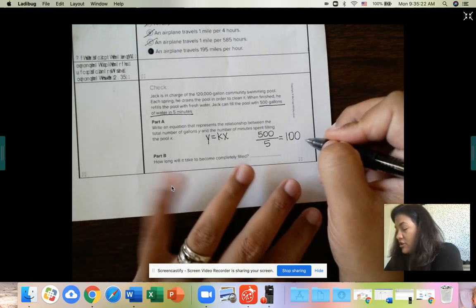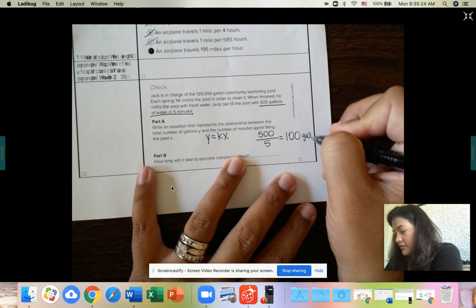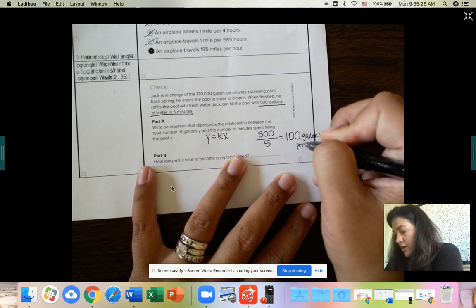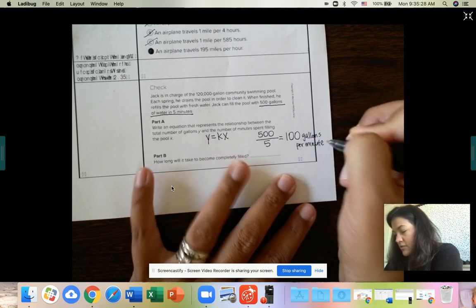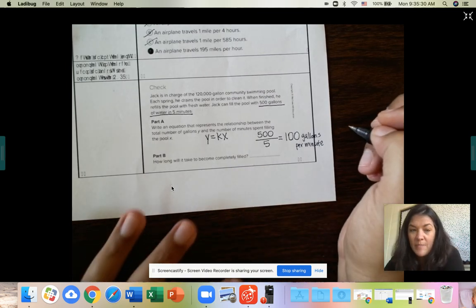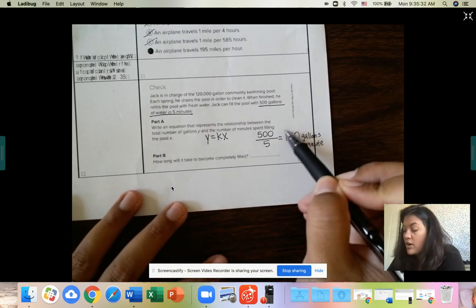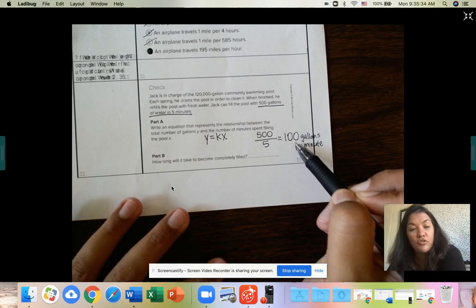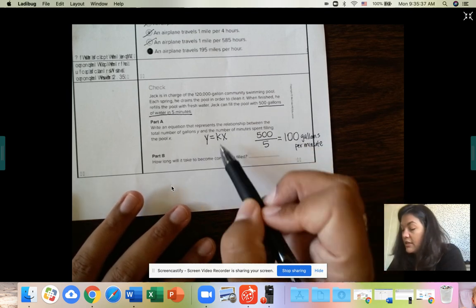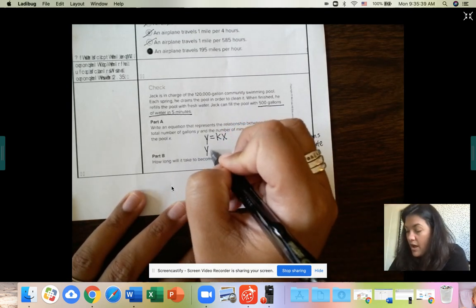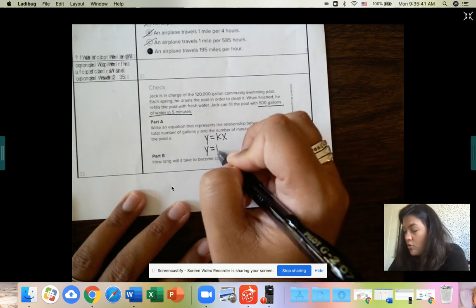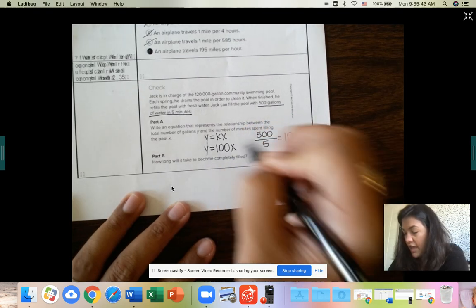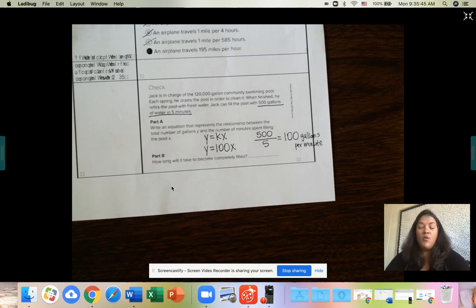Okay, I'm actually going to write this over here, 100 gallons per minute. Pretty fast. All right, so then let's fill that in. Where should our 100 go? That is our unit rate, our constant of proportionality that goes in for K. Y is equal to 100X. And that's it. That is our equation. Once you have filled in K, you've got the equation.